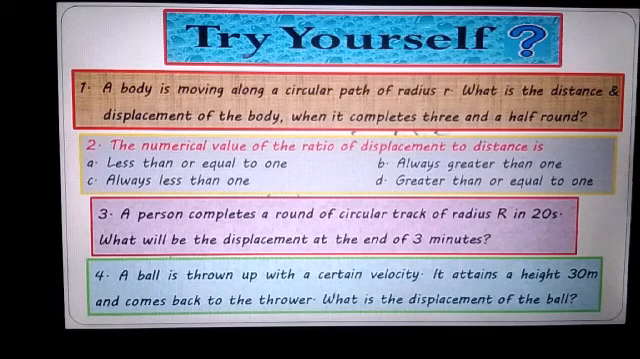Last: a ball is thrown up with a certain velocity. It attains a height of 30 meter and comes back to the thrower. What is the displacement of the ball?